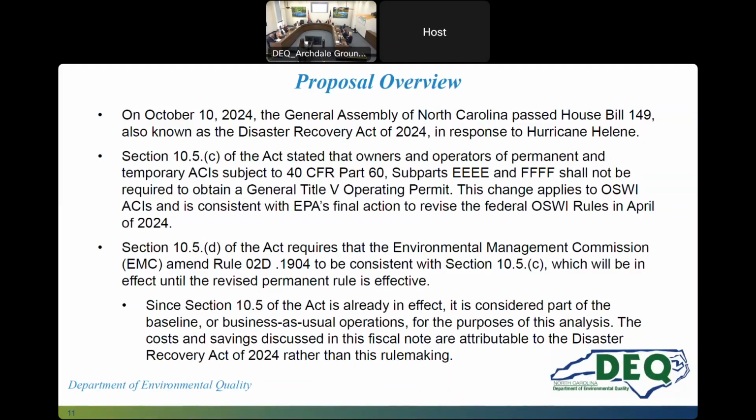I don't know that there is a way to mark the language, but the actual revised rule will have, in addition to the rule history note, that will show that the most recent revisions were in response to that session law. So it will cite the session law in the history note for the changes made in this version of the rule.